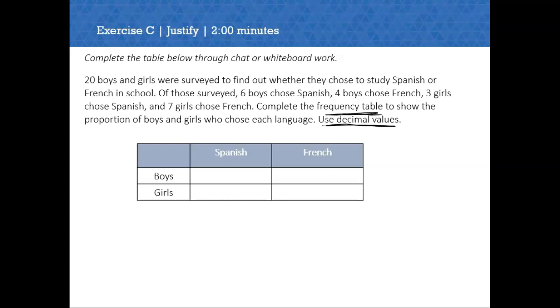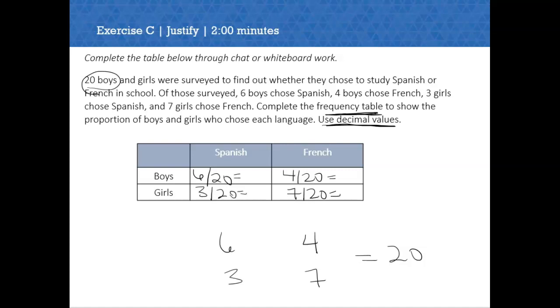So before, let's just write it down here in the same way we had before. We had 6, 4, 3, 7, and we said that there were 20 total. So to find the decimal, we're going to do 6 over 20, 3 over 20, 4 over 20, and then 7 over 20. So this is the frequency table. And it said to use decimals.